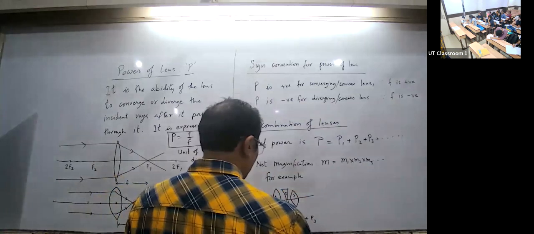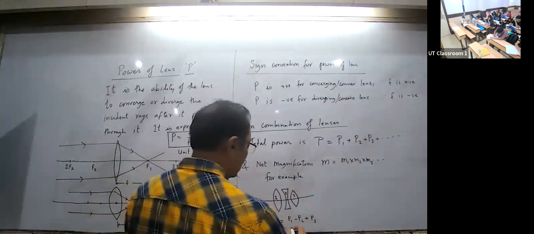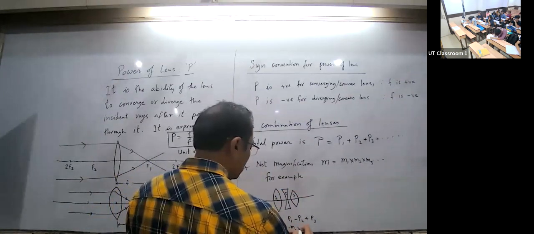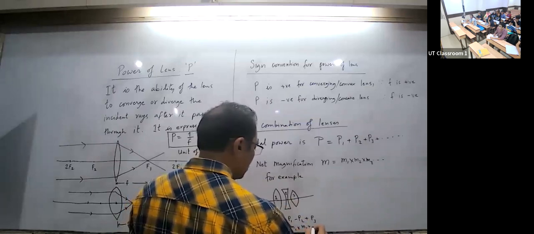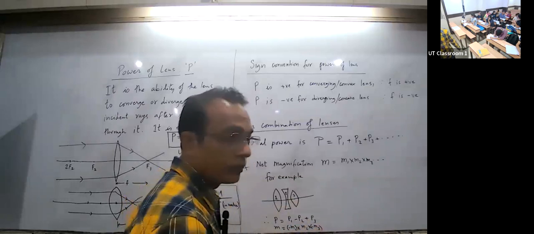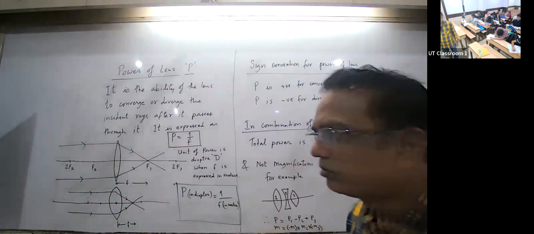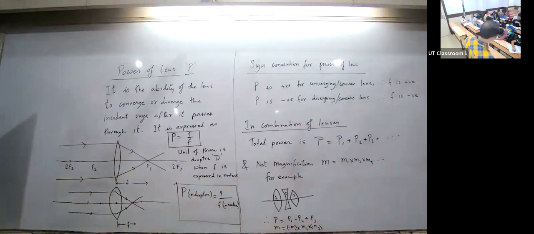And what will be M? M will be equal to, so this will obtain a real image, so real is minus M1. This is always virtual, into M2, into minus M3. Okay? So you'll substitute the values with sign. So P1, P2, P3 are values, right? So if there is a question which involves a combination of lenses, we'll make use of these formulas.